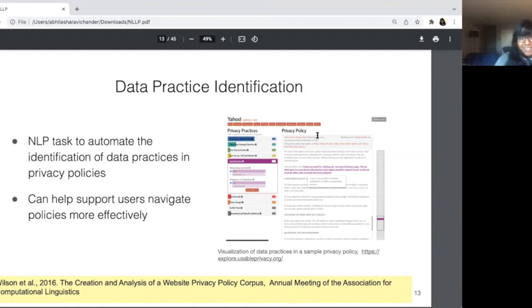A lot of the work that I'm going to be describing are some of the early success stories of the Usable Privacy Policy Project.